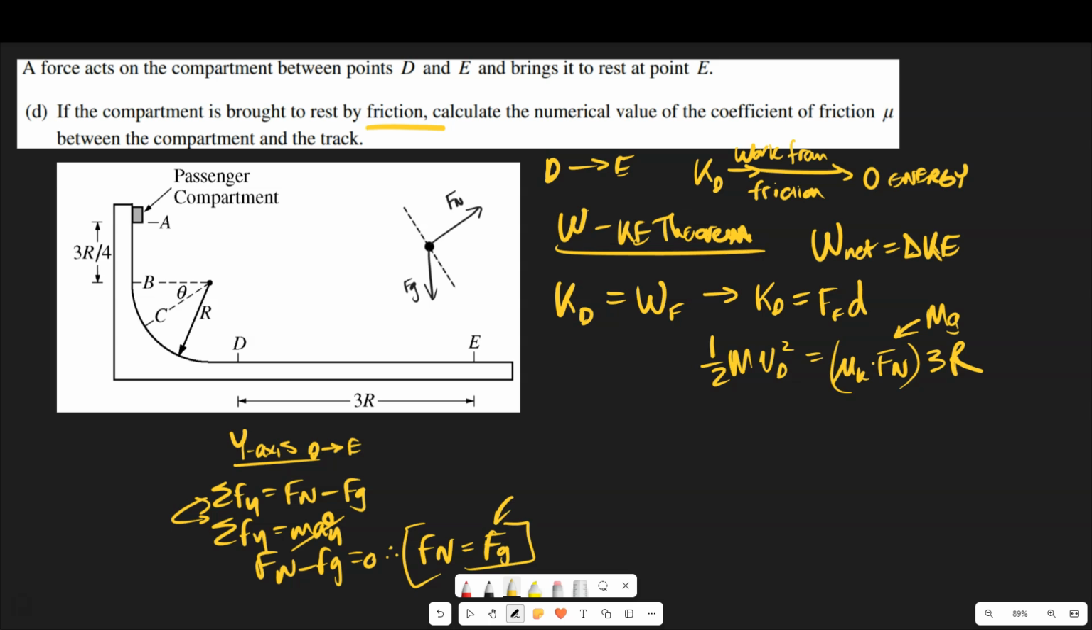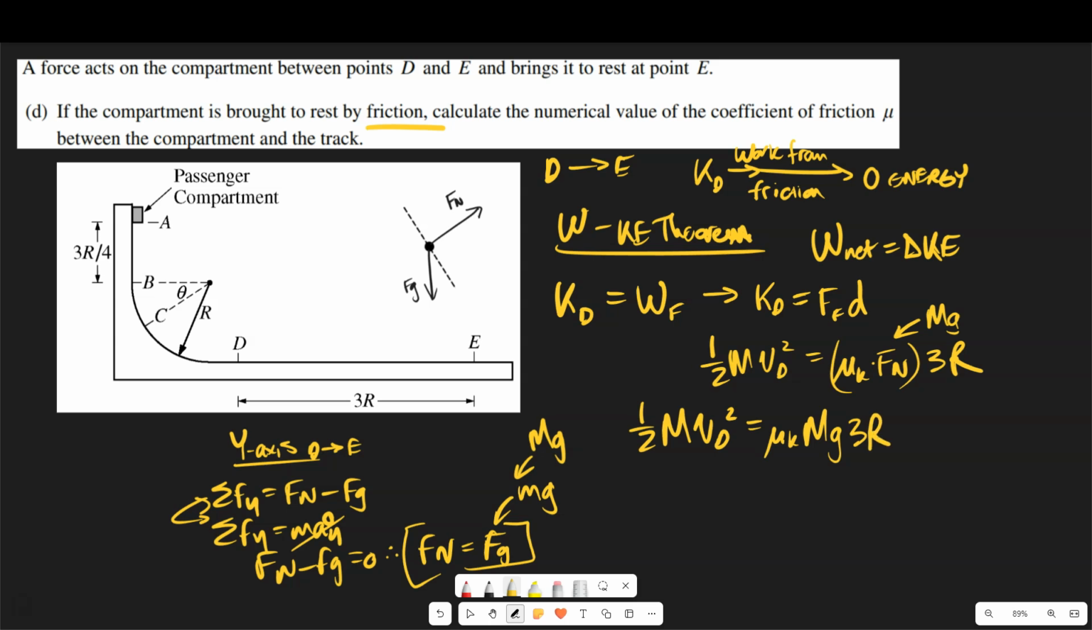And what is F_g? Usually we would write it as little mg, but in this case, we're going to write it as big Mg, just to be careful and consistent with what they're asking us to do. All right, so let's fill in what we have here: 1/2 M v_D squared is equal to mu_k times M g 3r. Okay, so we're getting closer.